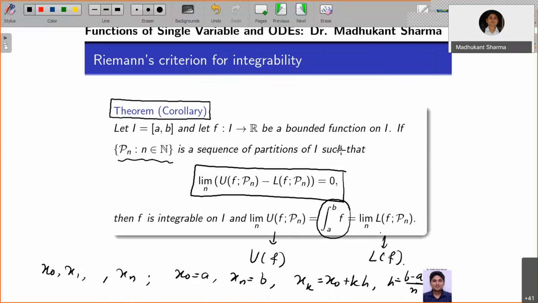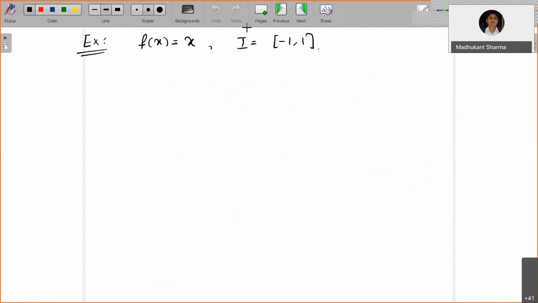Okay, right. Now, for example, let's do it. Let's consider this example. The function is continuous and monotonically increasing, and we want to show that the function is Riemann integrable.